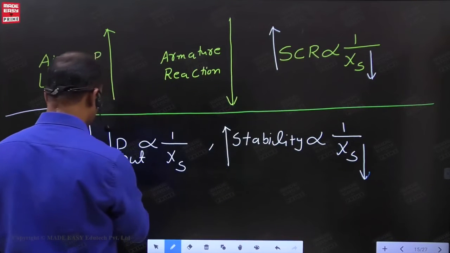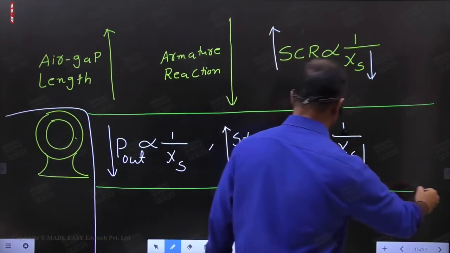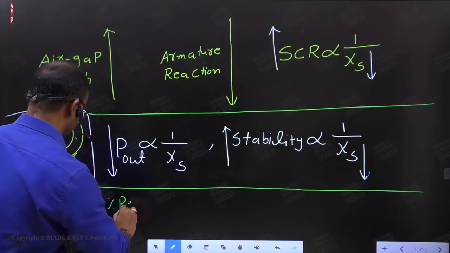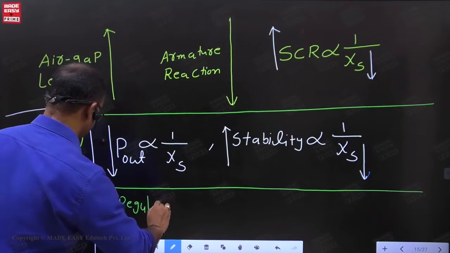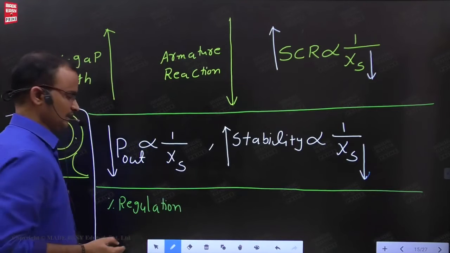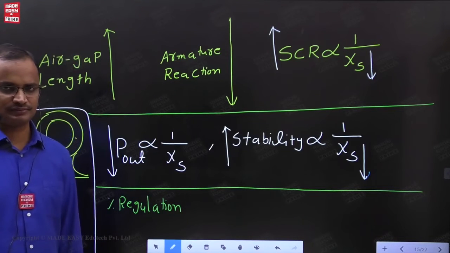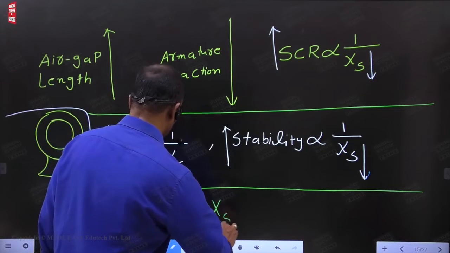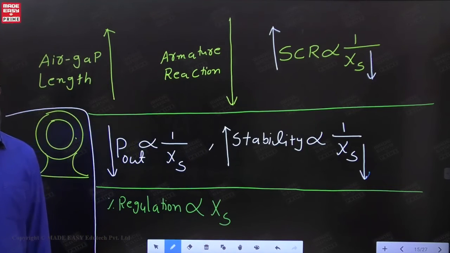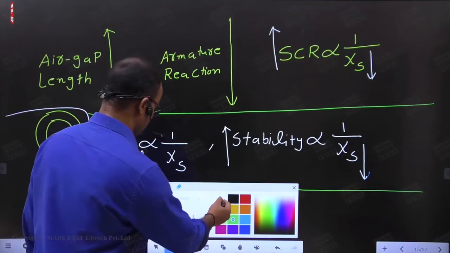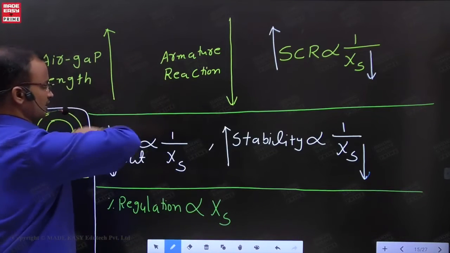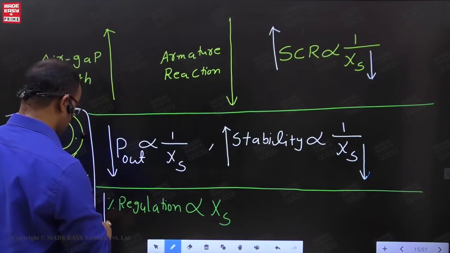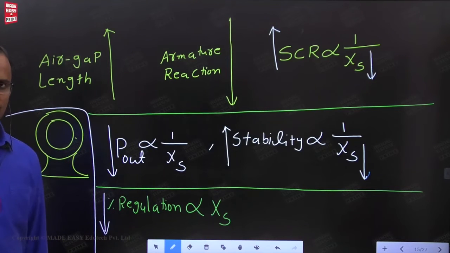Come to one more observation: regulation. Previously also we concluded, regulation is directly proportional to synchronous impedance. RA is very less. If RA is very less, we can conclude that regulation is directly proportional to XS. Due to this armature reaction, XS is decreasing. If XS decreases, regulation also decreases.